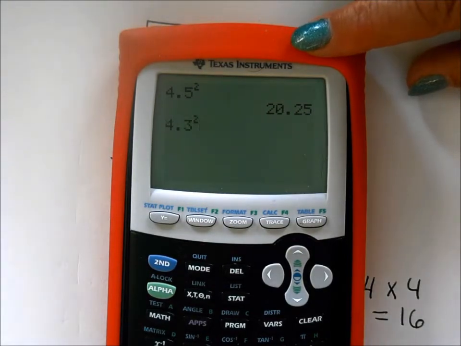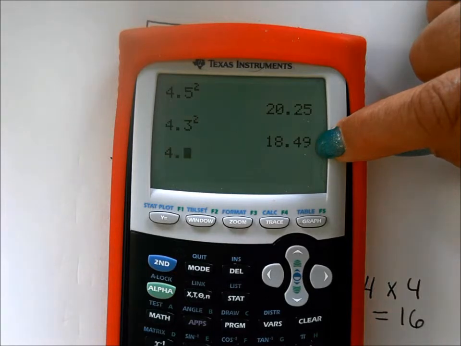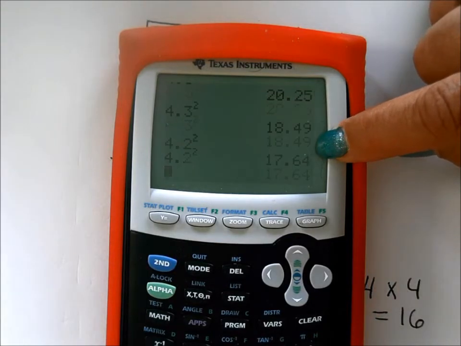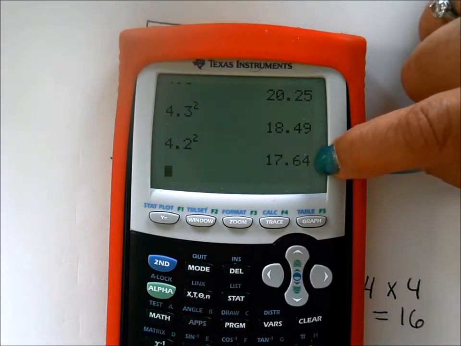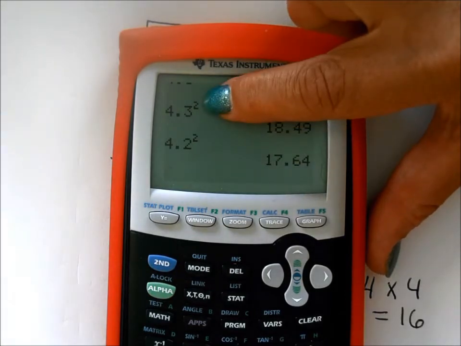4.3 squared gives me 18.49. Still a little bit too big, so I'm going to try a little bit smaller. 4.2 squared gives me 17.64, which is just a little bit too small. Now I can find a number that's between 4.2 and 4.3. I just have to add another decimal place.